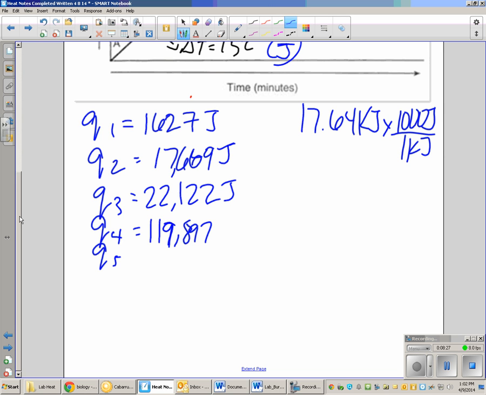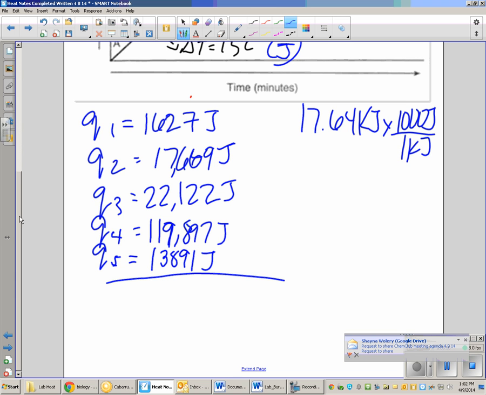Okay. And then the last one, Q5, is where the vapors were. 52.9 times 2.02 times 130. 13,891. Yes? Okay. Joules. All right.